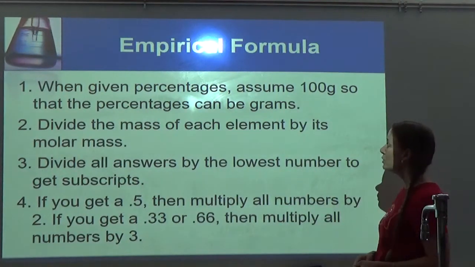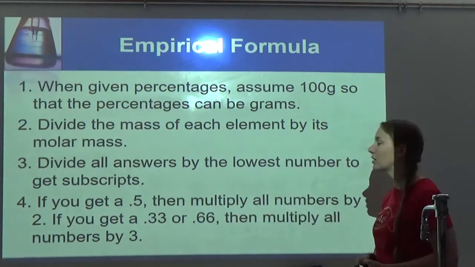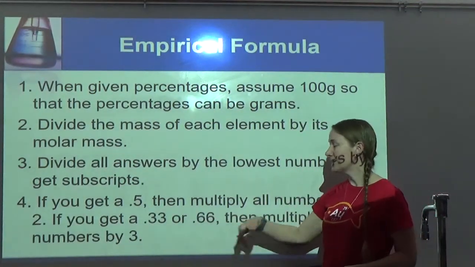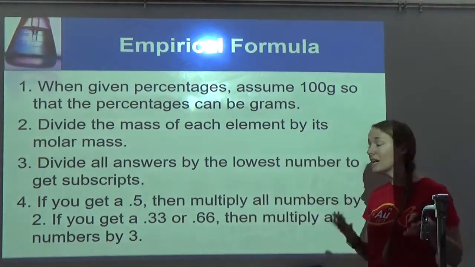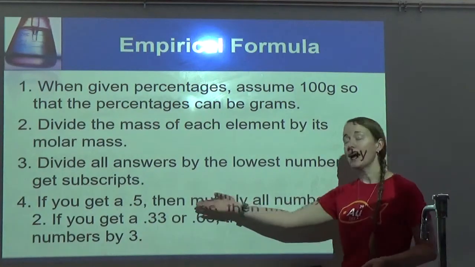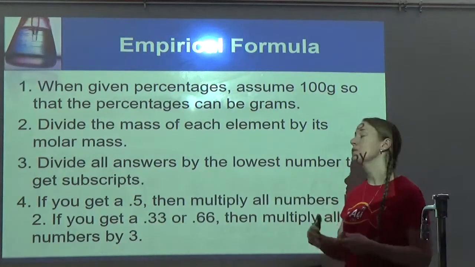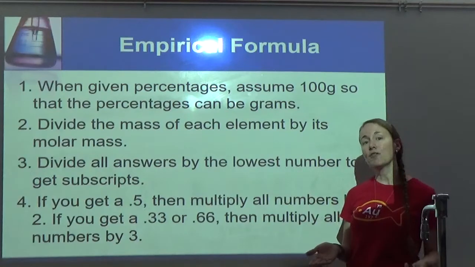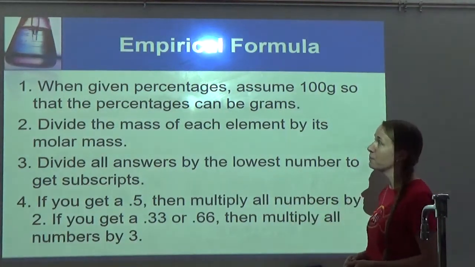Then divide all the answers by the lowest number to get subscripts, and then if you get a 0.5, we multiply all our numbers by 2. If you get 0.33, or this part's new, 0.66 or 0.67, that's a third or 2/3. Either one of those can be corrected by multiplying numbers by 3. Now, of course, you can have different decimals besides this. Like if you get a 0.25, that's a fourth, so we would multiply everything by 4. But either way, you have to correct any kind of fractions or decimals that you get. You should be doing a minimal amount of rounding.